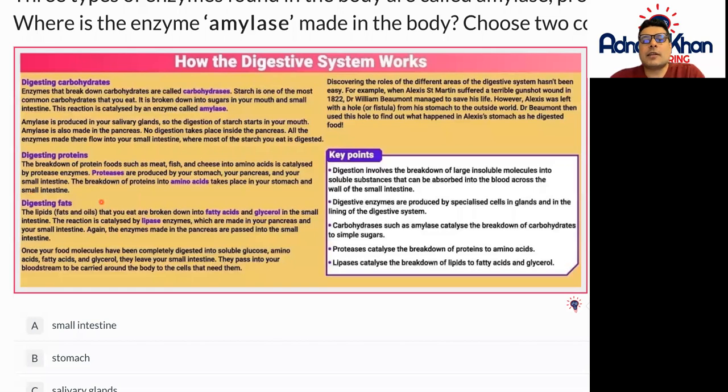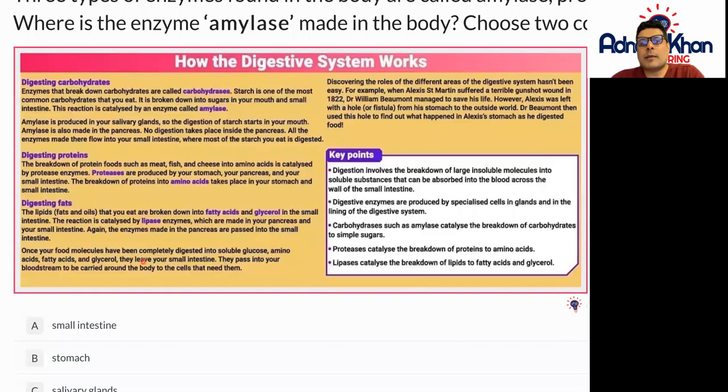Let's have a look at digesting fats. The lipids, fats and oils in other words, that you eat are broken down into fatty acids and glycerol in the small intestine. The reaction is catalyzed by lipase enzymes, which are made in your pancreas and your small intestine. Again, the enzymes made in the pancreas are passed into the small intestine.